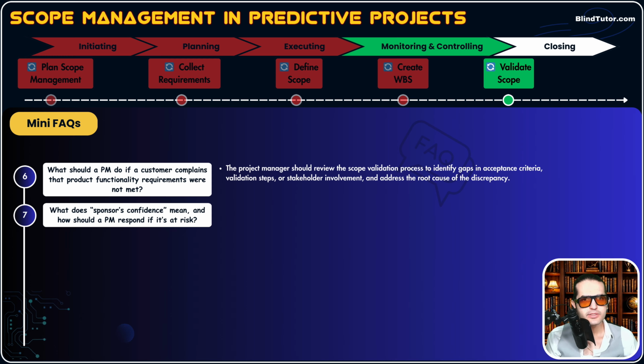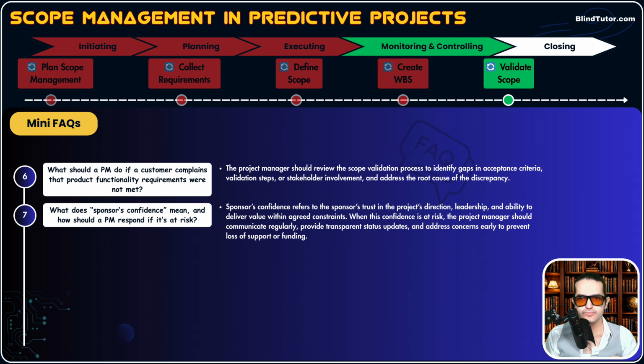Question number 7. What does sponsor's confidence mean, and how should a PM respond if it's at risk? Very important term, guys. Sponsor's confidence refers to the sponsor's trust in the project's direction, in the project's leadership, and in the project's ability to deliver value within agreed constraints. When the sponsor does not have confidence, or when this confidence is at risk, the project manager should communicate regularly, should provide transparent status updates, and address concerns early to prevent loss of support or funding.